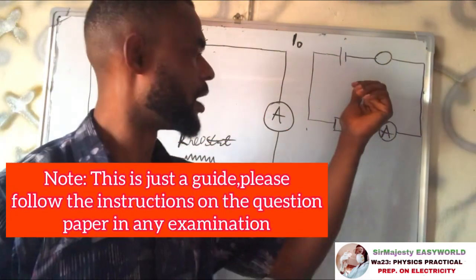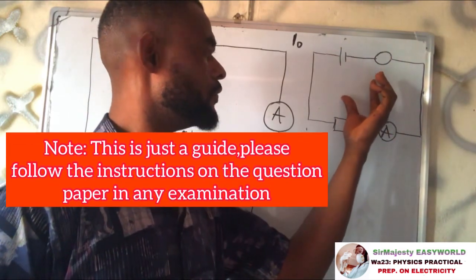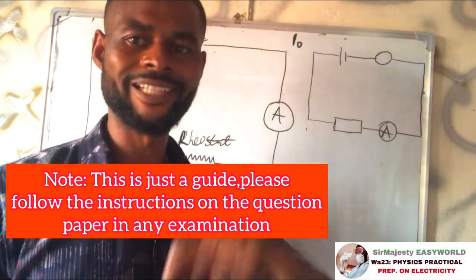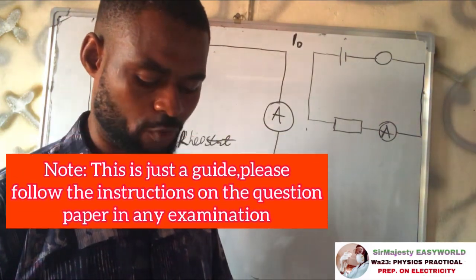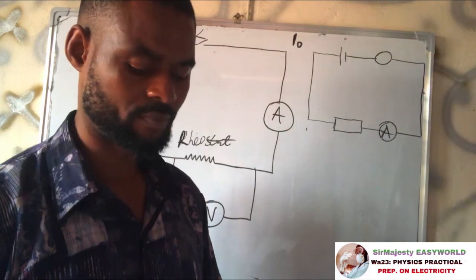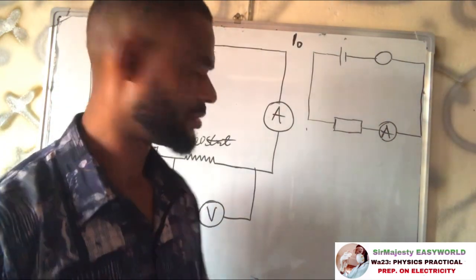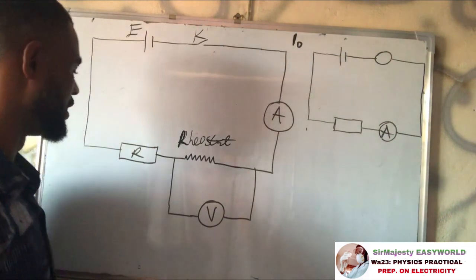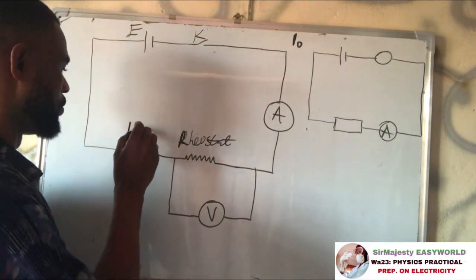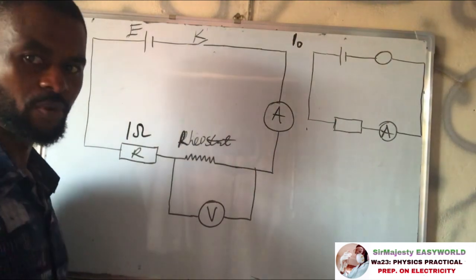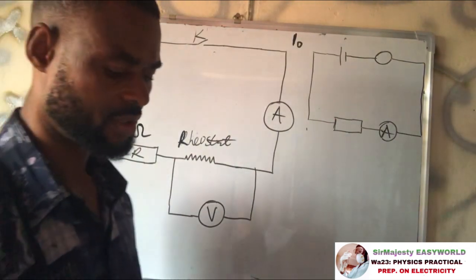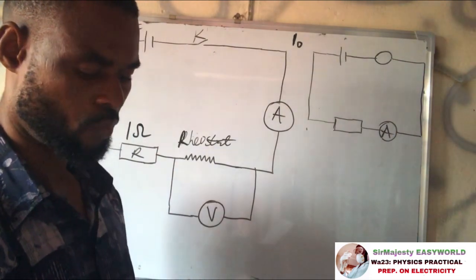Look at this diagram now. This diagram has no voltmeter, but the question is telling you to connect it across the resistor. The resistor R equals 1 ohm. This R here is 1 ohm, a standard resistor of 1 ohm. That is what is provided to you. Then connect the voltmeter across the resistor of 1 ohm.